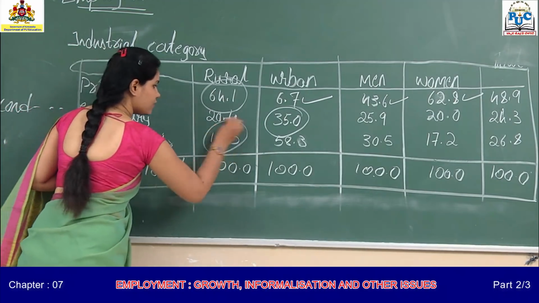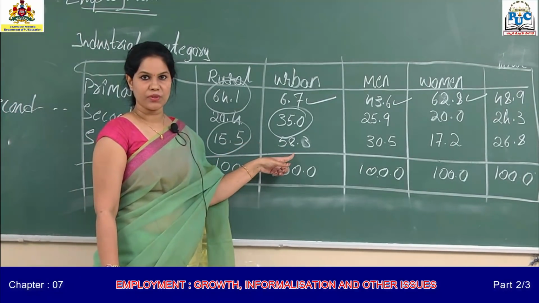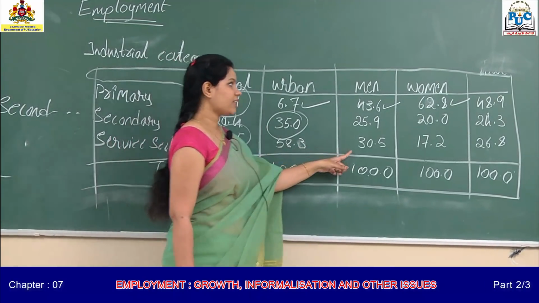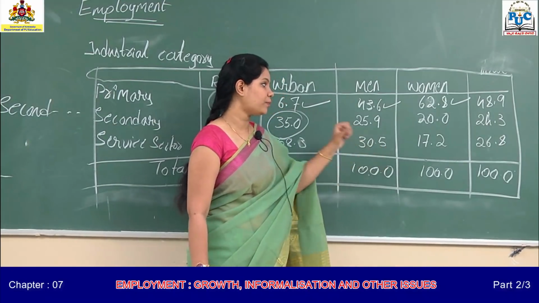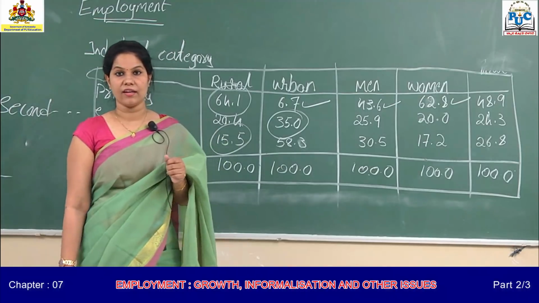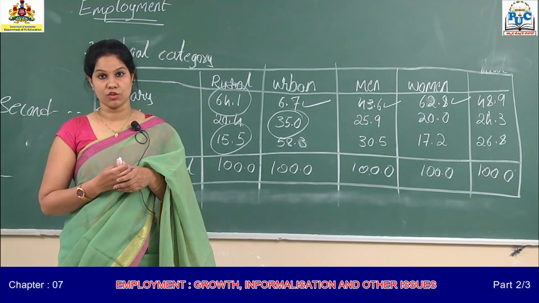So can you see here, 15.5%, which is less. Just compare with the urban area, which is 58.3%, which is pretty good. When it comes to men and women, again, men are leading with 30.5%, and women with 17.2. Again, when it comes to gender equality, we don't see gender equality in the service sector also.